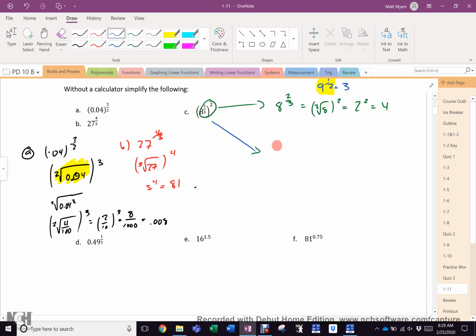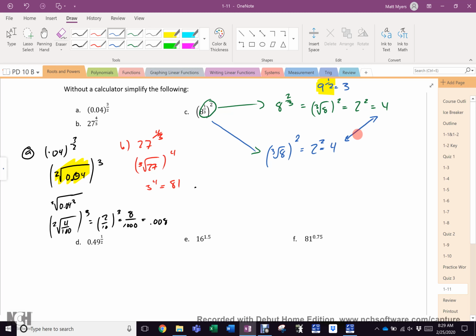You know that 8 to the 1/3 is the cubed root of 8, and then it's squared, and you get to the same answer, because that's 2 squared, which is 4. And you can see that either path that you go will get you to the same spot. You make the decision. All right? So let's do D.